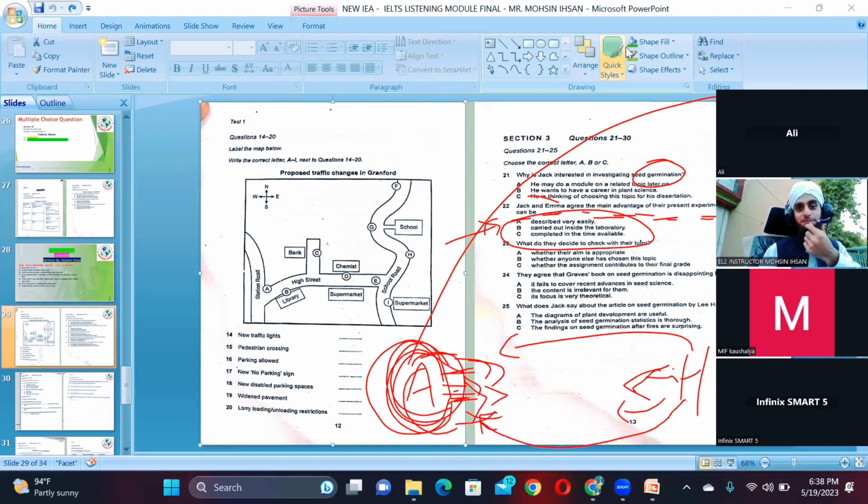Yes. Which option? Which option? You are asking me? Yes. I think the second one. And what about Aisha? Yes. Which option is correct? I think B. Oh no. What about the first one?